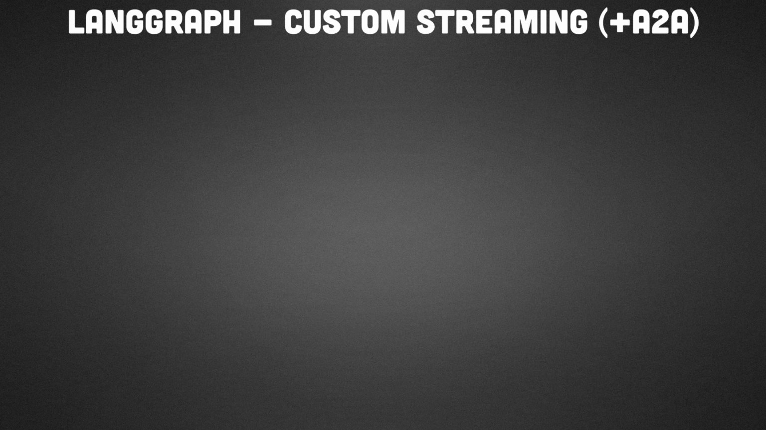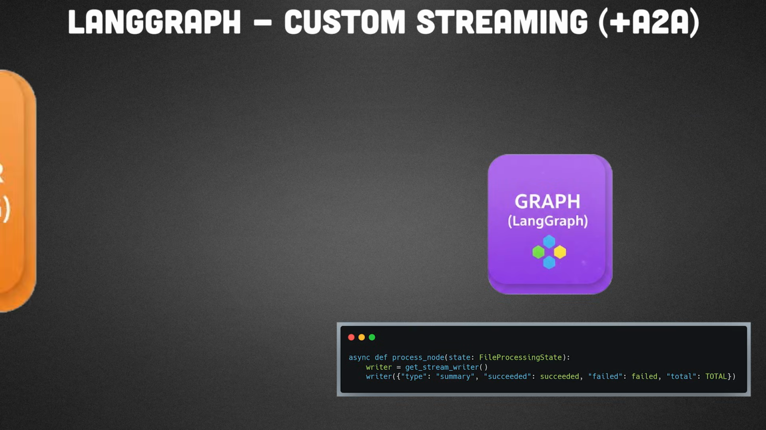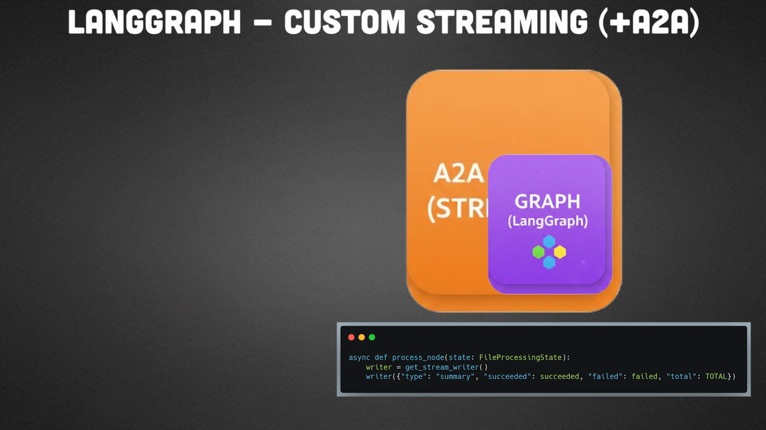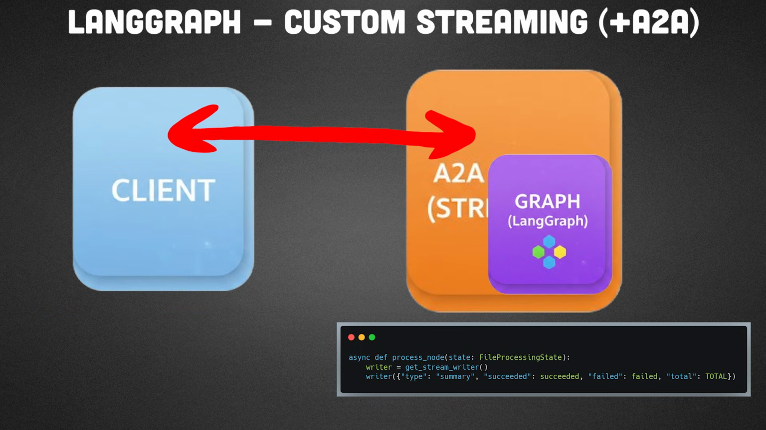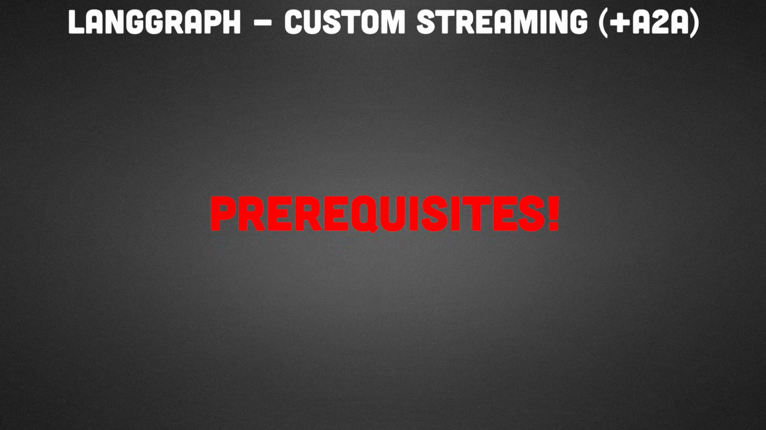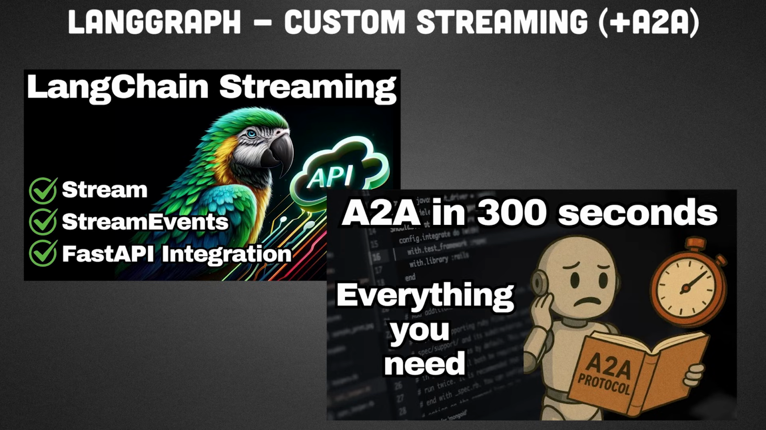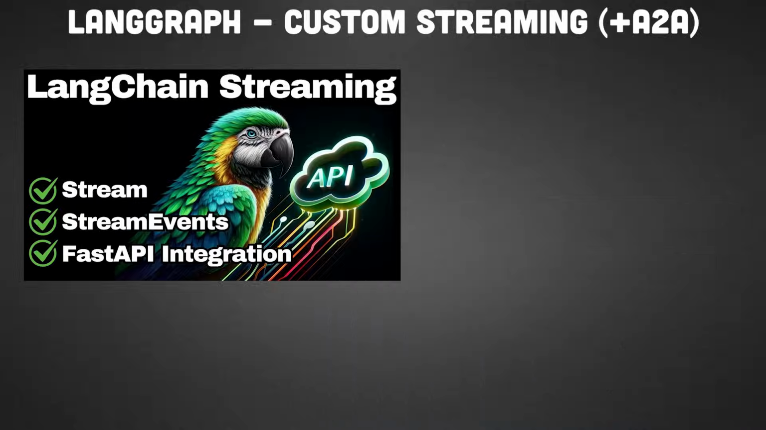Hi, in this video I'll show you how to use LangGraph's custom streaming capabilities to stream events out of a graph, and then how to forward those events over the A2A protocol to build a production-grade streaming agent. This video has a few prerequisites, so I assume you have basic knowledge about LangGraph and also about the A2A protocol. If you don't, then please watch my introduction videos to both of these topics to be able to understand everything. Let's jump straight into the code.